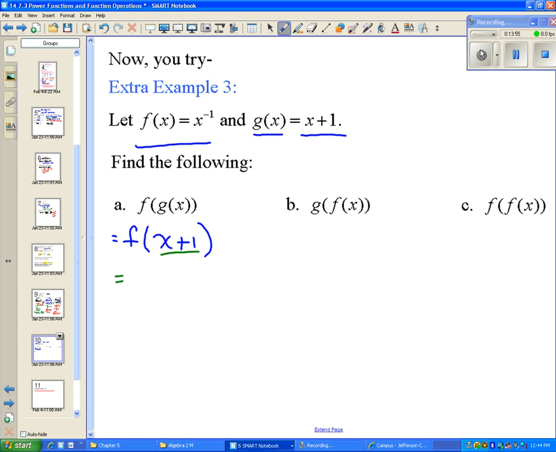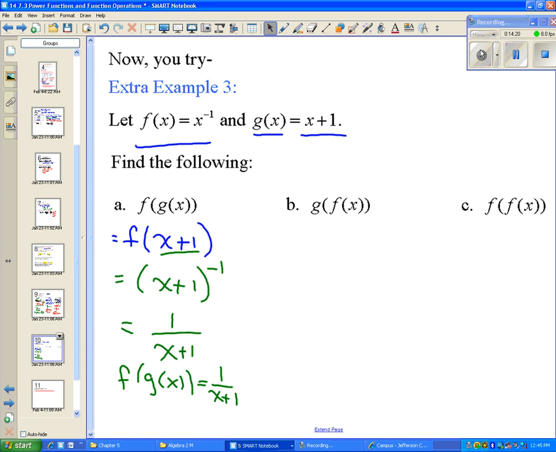So I'm going to start writing my f of x. Well, the first thing I see is an x, so I'm going to say, oh, that's x plus 1, and I'm going to finish writing f now, so that's to the negative 1 power. Now I'm going to work it out. The negative 1 tells me to put it in my denominator, so that's 1 over x plus 1. So my function f of g of x is 1 over x plus 1.